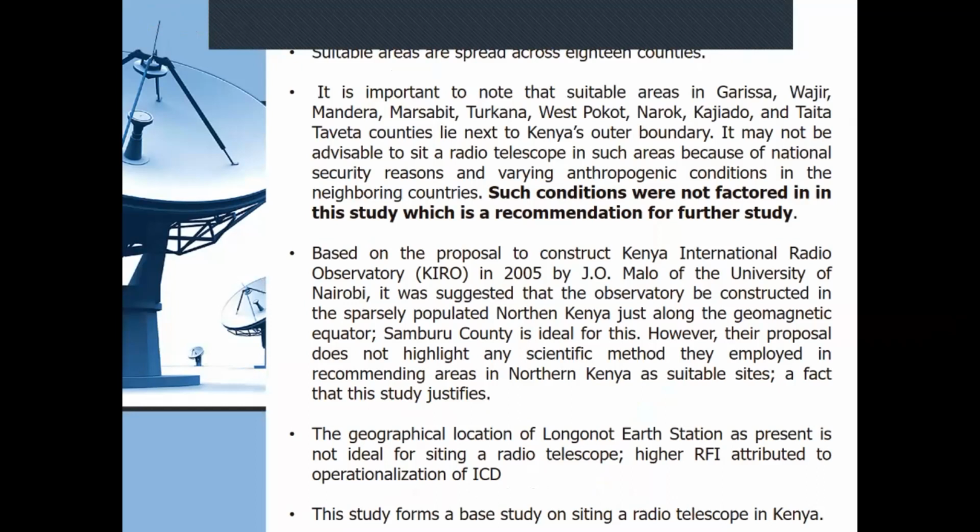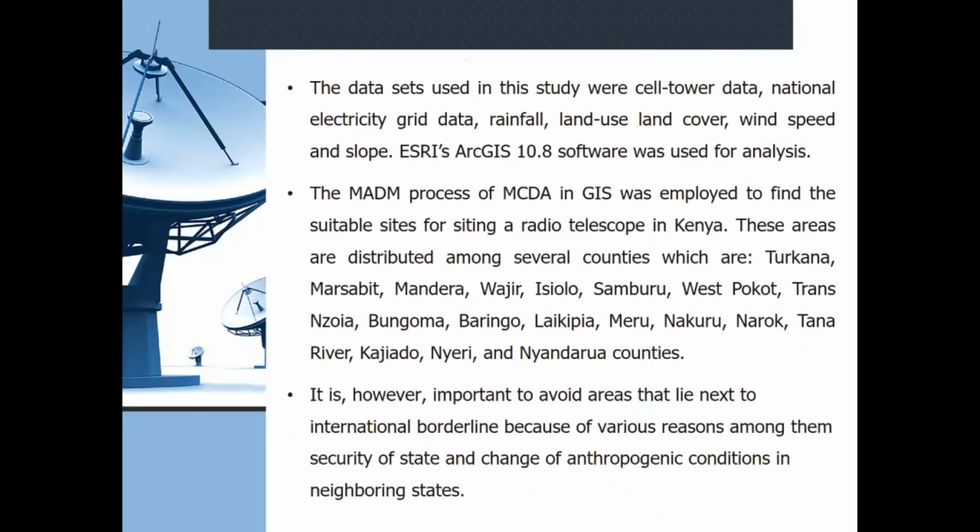Another thing is that the other issues that I mentioned that may not be suitable if you select a county that touches on the boundary is the issue of national security, and also the varying conditions in the neighboring countries. I did not factor that in my study, so that forms a part of the recommendation for furthering this study. As I conclude, the data sets I employed were the national grid data, national electricity data, rainfall, land use, land cover, wind speed, and also the slope which I generated from the DEM. I used ArcGIS software for the analysis. I used the multi-criteria decision-making process of MCDM and GIS to be able to find these sites. And then we just need to avoid counties and areas that touch on the outer boundary.